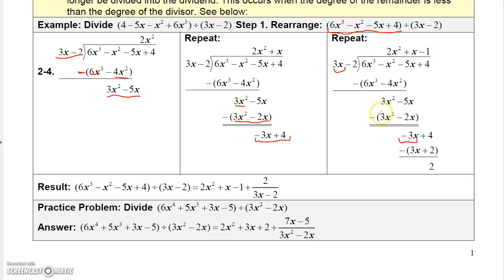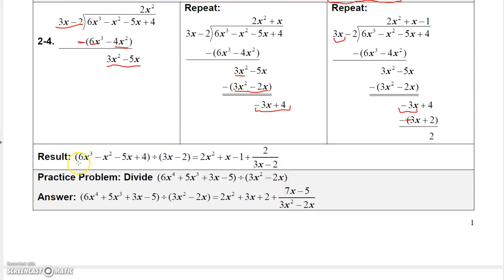And then multiply back. Negative 1 times 3x is minus 3x, so that's what that should be, and negative 1 times negative 2 is plus 2, so that's right, and then you subtract, and the 3x's will cancel, then you'll have 4 minus 2, which is 2. So finally, you find that the result of this division is the trinomial 2x squared plus x minus 1 plus 2 over the divisor 3x minus 2. And there's a practice problem down there below if you want to do that and see if you can get the answer I got.